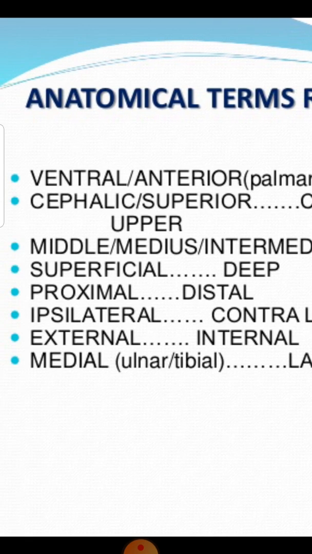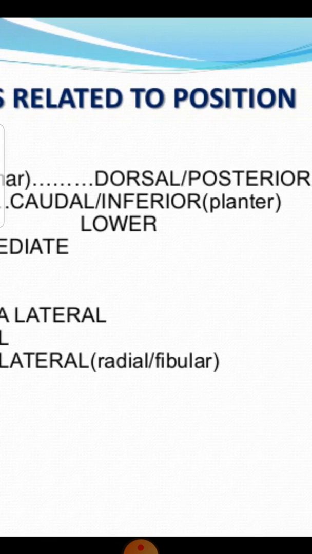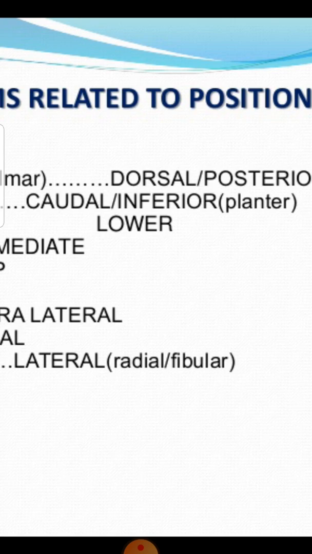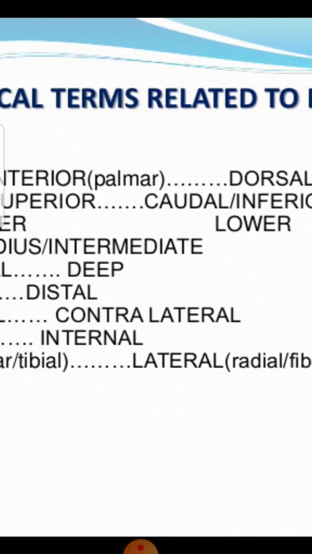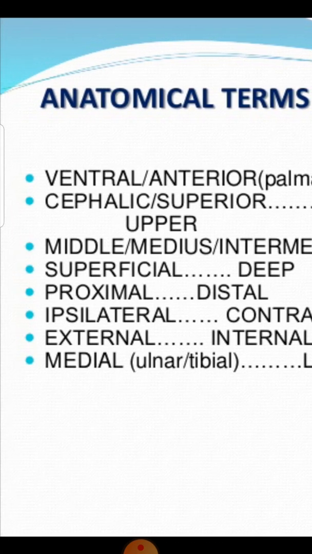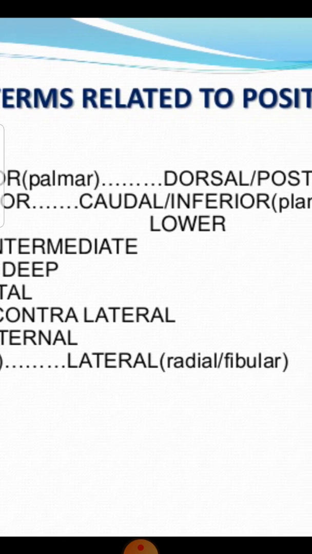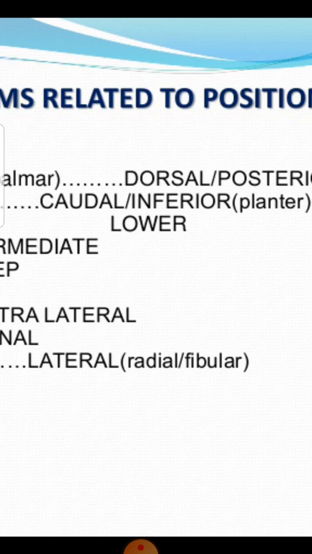Next we have cephalic or superior. So the cephalic or superior means more towards the head, ठीक है? Any structure that is lying above or that is more towards the head side, that would be cephalic or superior, and the structure that would be more towards your feet away from the head, that would be caudal or inferior. So remember that cephalic, superior or upper, these are the same, and caudal, inferior or lower are the same.